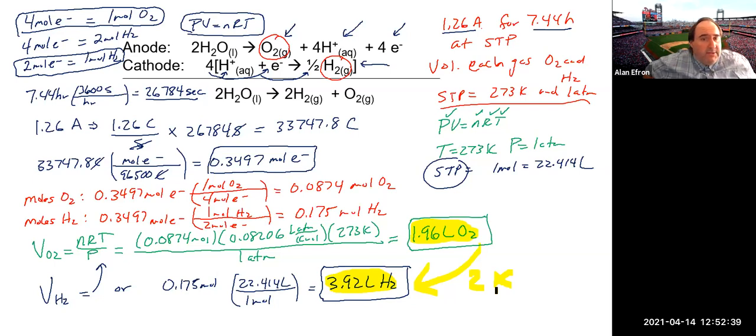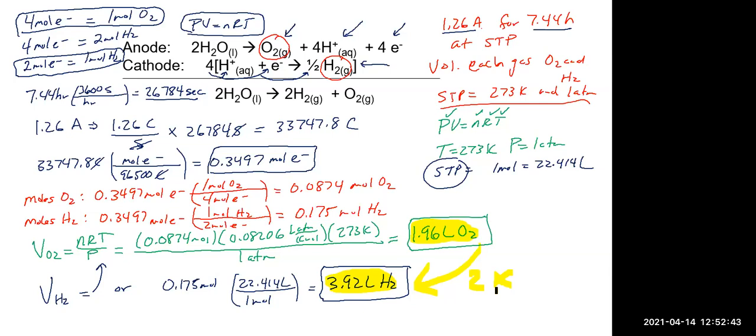Any questions on electrolysis or how to do those calculations? Professor, what would be the half cell reactions? Like, I'm guessing that the volume of gases would be our answer, the 3.92 and the 1.96. But then what would be the half cell reactions?